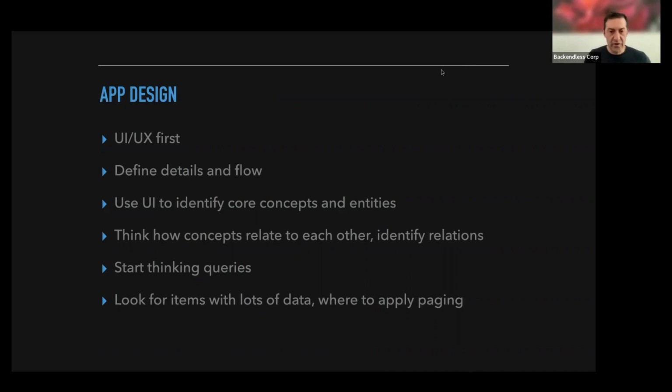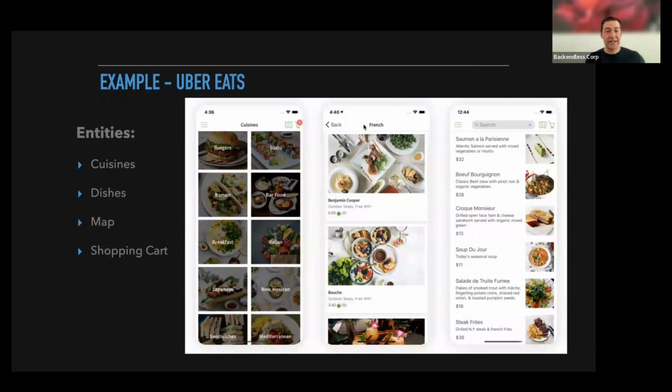Let's see. Let's take an example of something like Uber Eats, because it's a well-known concept that everyone understands what an Uber Eats-like application looks like and what it does. So here, let's just say this is not a real application, this is just a design from Figma, which I think is where this screenshot was taken from. Just by looking at these screens, we can identify some core entities that exist in that application.